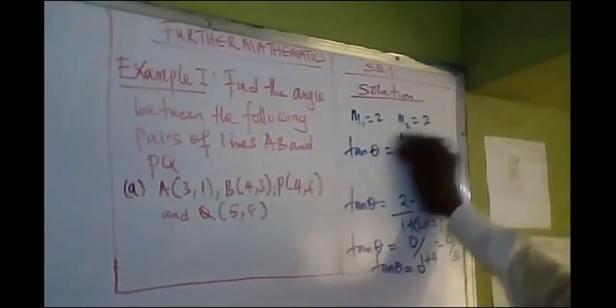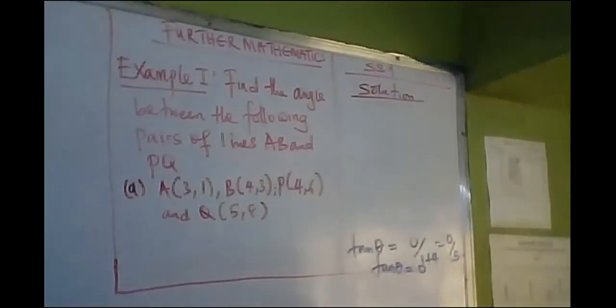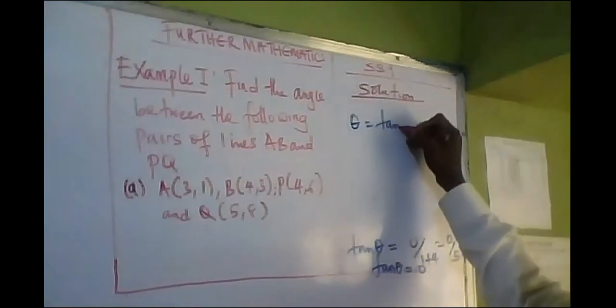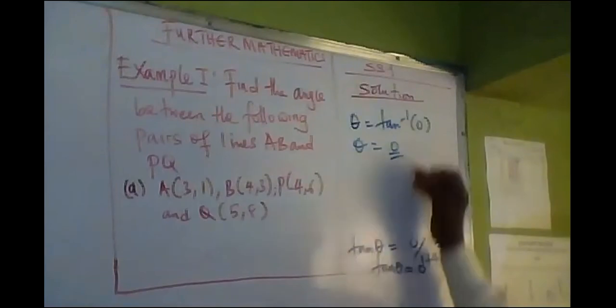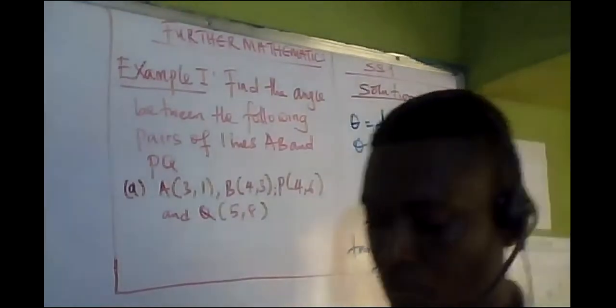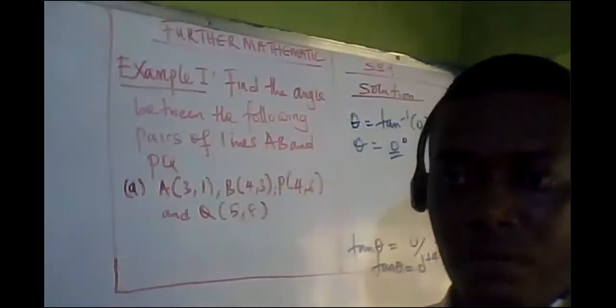Please make sure when you're watching this video or any video given to you, you pause and understand the step. So theta will be tan inverse of 0, which gives 0. So no angle between these lines, 0 degrees. But the most important thing is using the formula. So let's go to another example where we actually have a value.